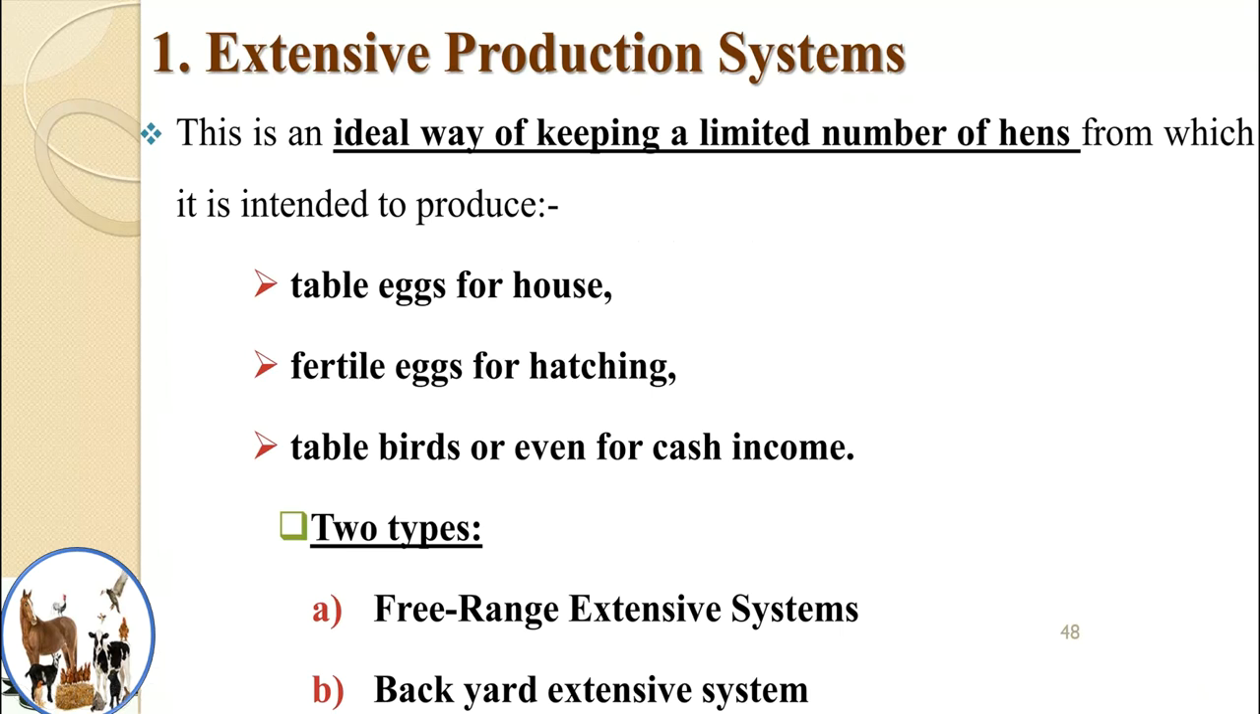What does the extensive production system mean? It is an ideal way of keeping a limited number of hens from which it is intended to produce table eggs for the house, and fertile eggs for hatching. Number two, table birds for cash income, like immediately selling these birds and getting money for the day-to-day activities of households. And this is of two types: one is the free range system, and another is the backyard extensive system.